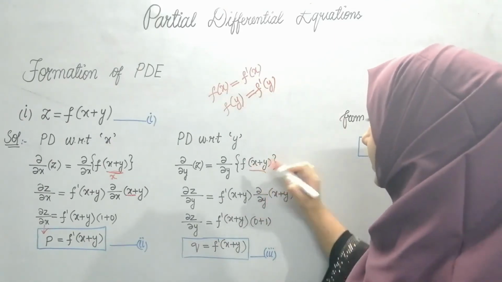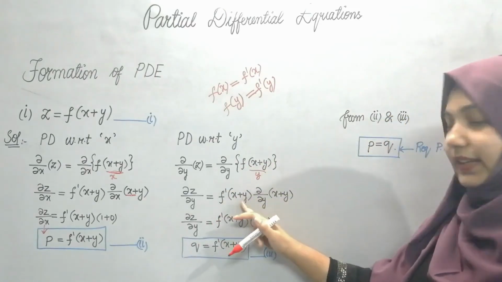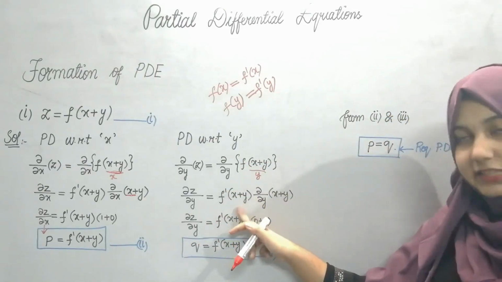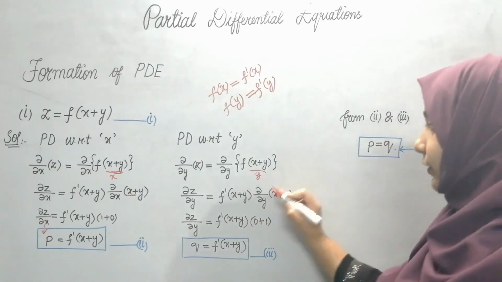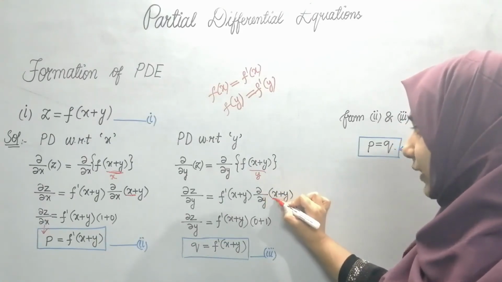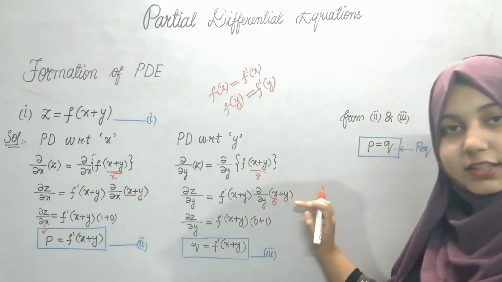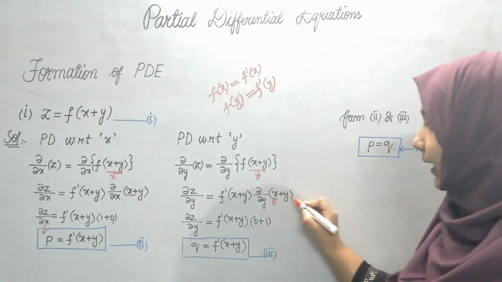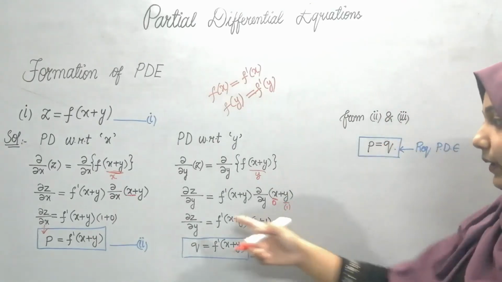So I'll consider this as y. So the differentiation of f of y is f dash of y. But this is not y, this is x plus y. So I'll again differentiate x plus y. See here, if I differentiate x plus y with respect to y, x becomes 0, since x will act as a constant, and the differentiation of a constant is 0. And the differentiation of y is 1.